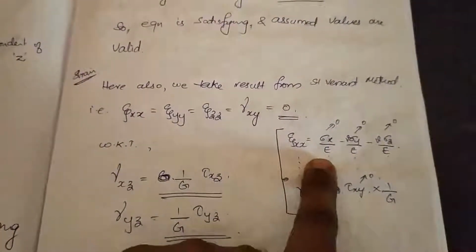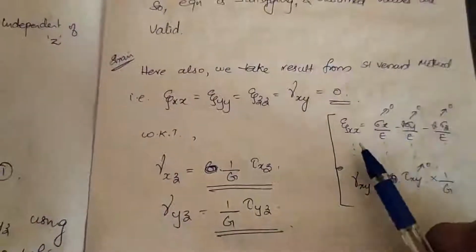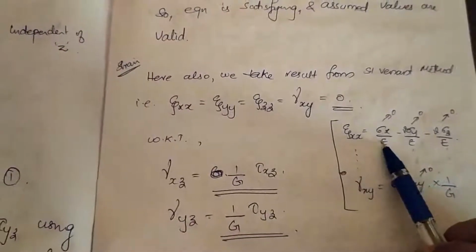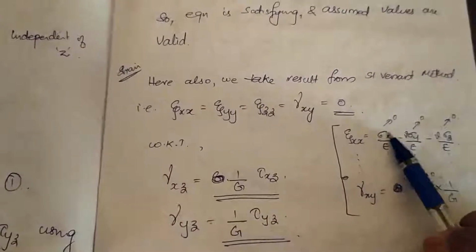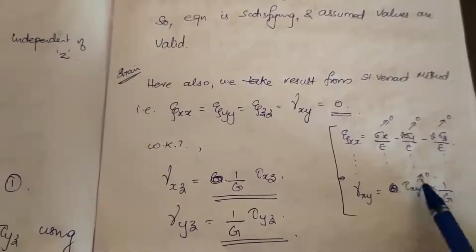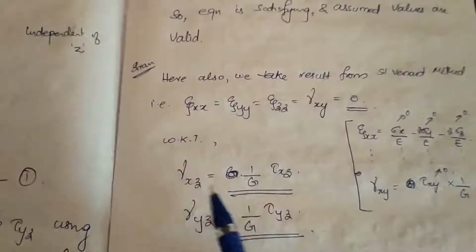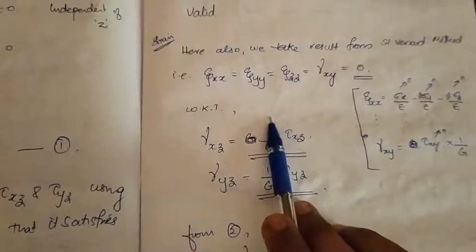Okay, since this came to 0, there are many methods. Like, if you know epsilon xx is sigma x by E minus nu sigma y by E minus nu sigma z by E, all tend to 0. Similarly gamma xy is 1 by G into tau xy, which is 0. Okay, in that case you will have only these two components of strain, right?